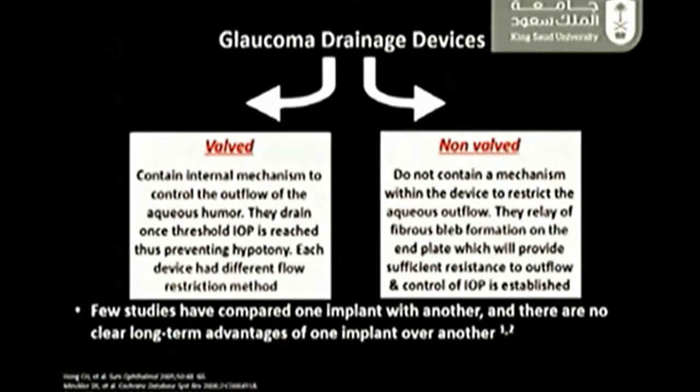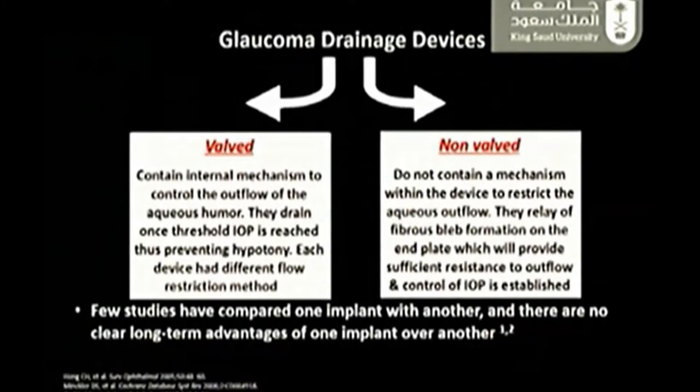Another glaucoma surgery that can effectively lower the intraocular pressure is the glaucoma drainage devices. We have two types: the valved and the non-valved glaucoma drainage devices. The valve contains an internal mechanism to control the outflow of the aqueous humor, and they drain once threshold IOP is reached, thus preventing postoperative hypotony.